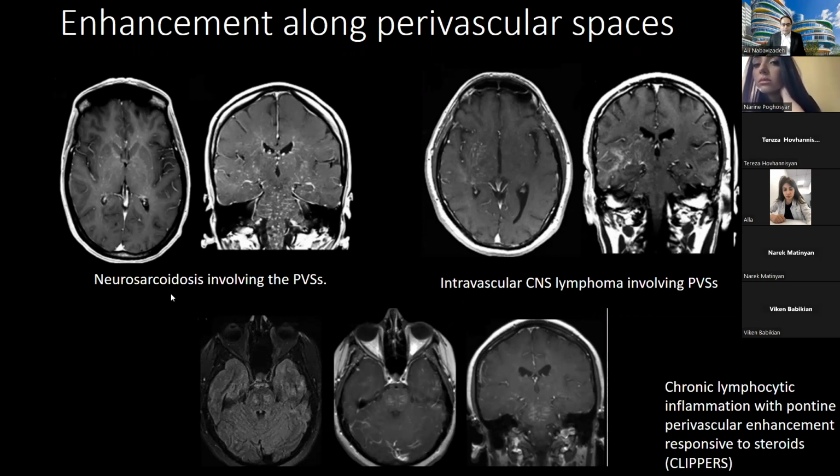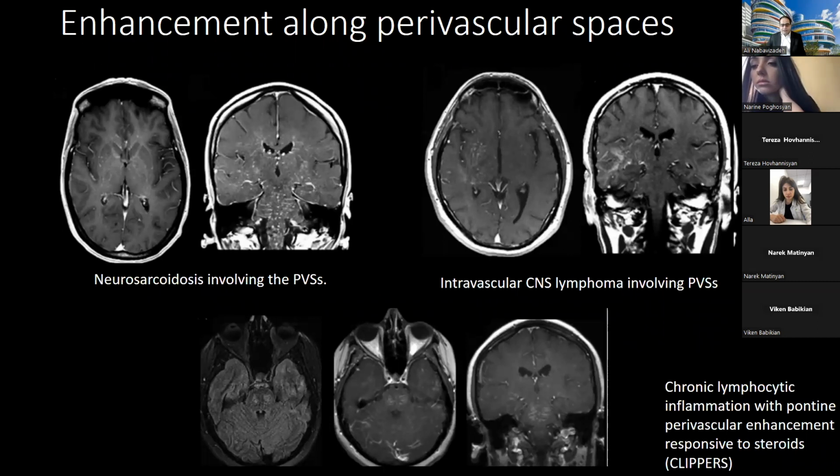This is a patient with neurosarcoidosis that involves the perivascular space. This is a patient with intravascular CNS lymphoma, again involving the perivascular space. And finally, you can see this patient at the very bottom, a case of CLIPPERS, which is a chronic lymphocytic inflammatory disease of the brain.